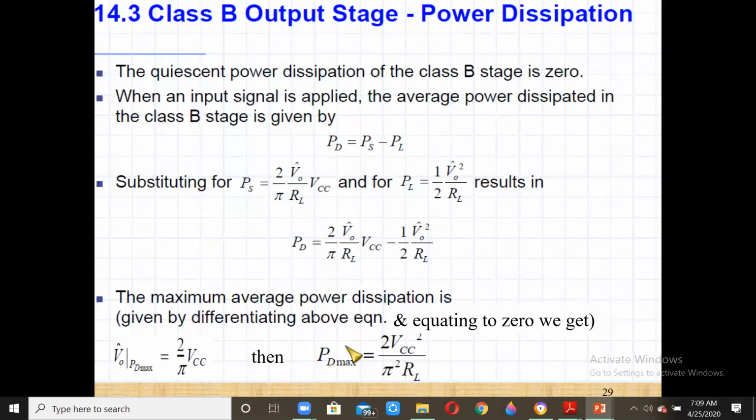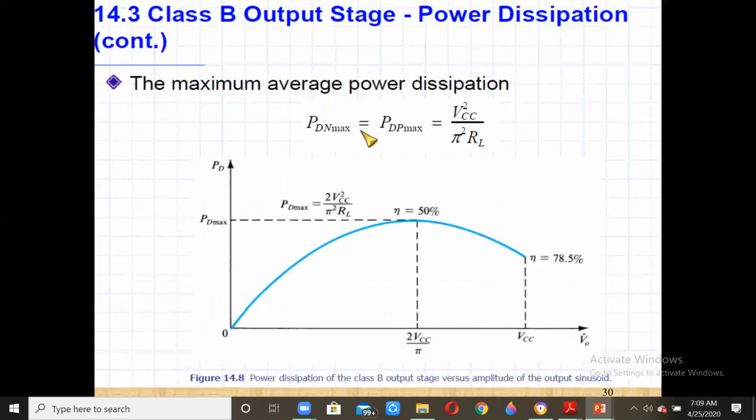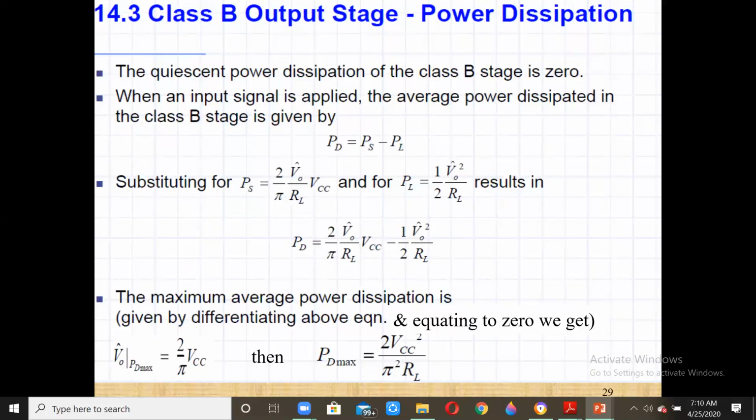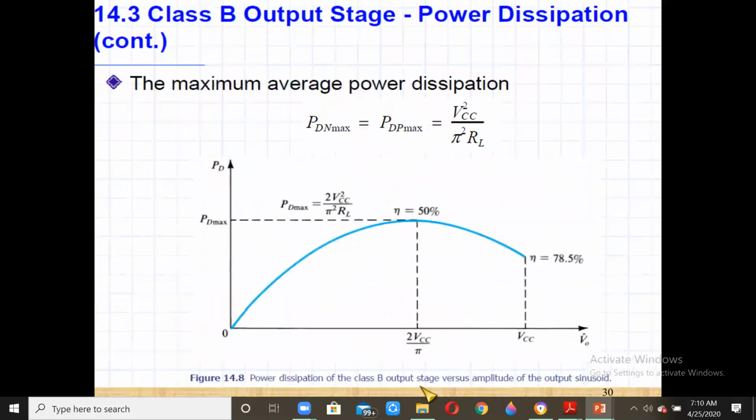And the result will be PD max is equal to 2 VCC squared by pi squared RL. So this is the maximum power dissipation. Naturally, half of that corresponds to the power dissipated by each of those transistors. So this is the total one, dissipated by both the transistors together. Each transistor will dissipate half of this, that is VCC squared by pi squared RL. And that is what is written here.